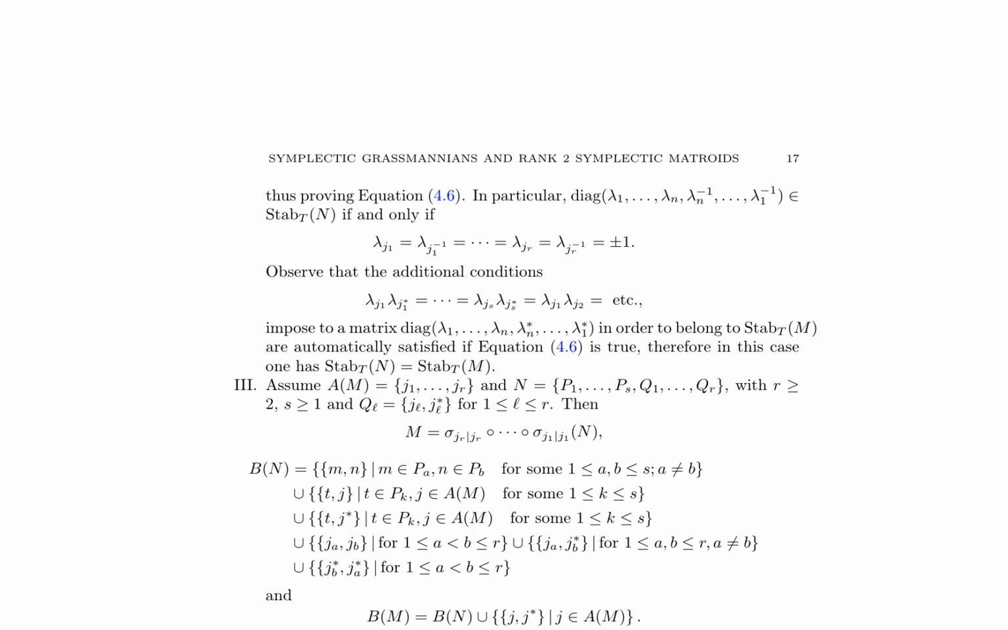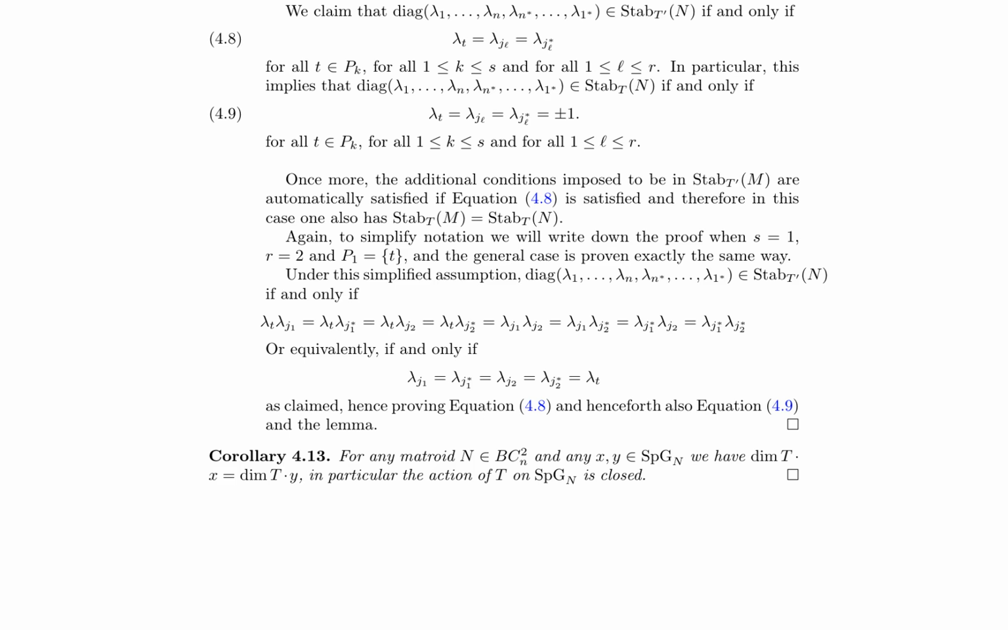To simplify the notation, the paper proves the lemma using equations 4.8 and 4.9, which describe the conditions for a matrix to belong to stab T, N, and stab T, M, respectively. The proof is demonstrated for a specific case, with the general case following the same pattern. A corollary then establishes the dimension of the action of T_N on SPG_N, showing that the action is closed. This research contributes to the understanding of symplectic geometry and its applications in matroid theory.